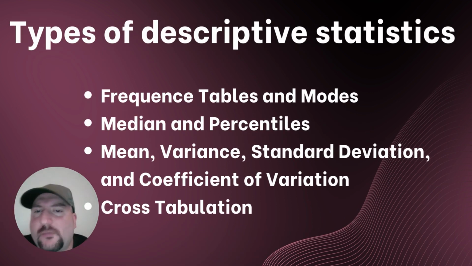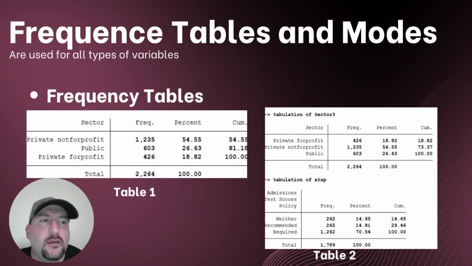Types of descriptive statistics: frequency tables and modes, median and percentiles, mean, variance, standard deviation, and coefficient of variation, cross tabulation. Frequency tables and modes are used for all types of variables. The frequency tables can be used with all variables regardless of their scale of measurement. Researchers often begin with generating frequency tables to examine the distribution of each variable.